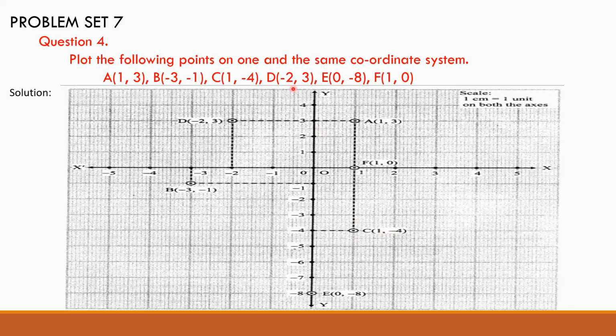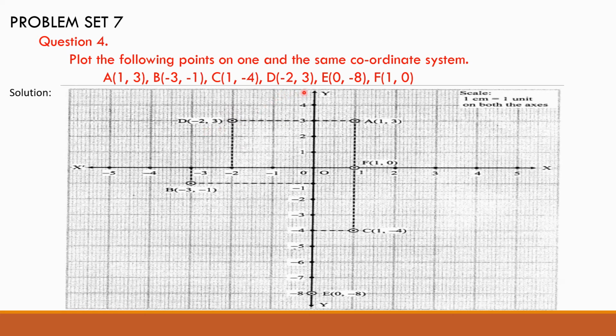Next is D(-2, 3). The x coordinate is negative and the y coordinate is positive, so the point lies in the second quadrant. The x coordinate is -2 and the y coordinate is 3. This is the point D(-2, 3).